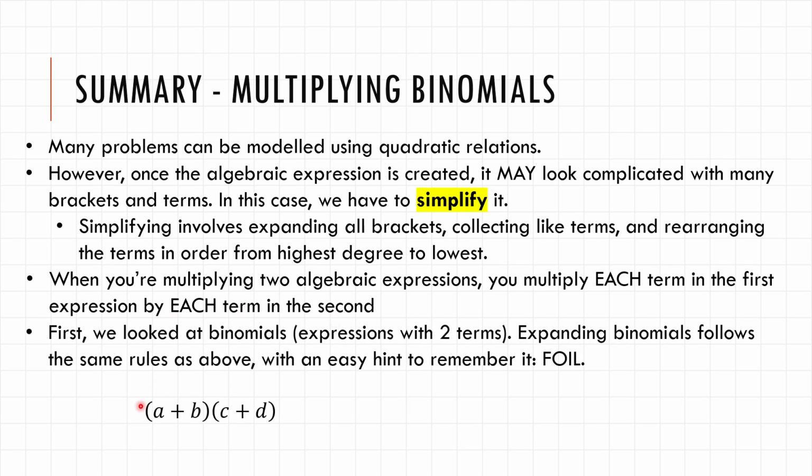Now, if you have a binomial, that's just two terms in each, there's an easy way to remember to apply this rule, and that hint is the word FOIL. FOIL stands for: F stands for first two terms, O stands for outer two terms, I stands for the inner two terms, and L stands for the last two terms. So going back to this expression right here, you multiply each term in the first expression by each term in the second. So A gets multiplied by both of these, and then B gets multiplied by both of these as well. And then finally, you just add all of those together.